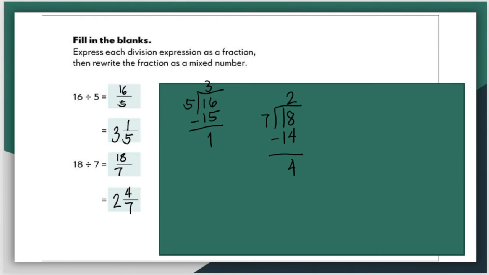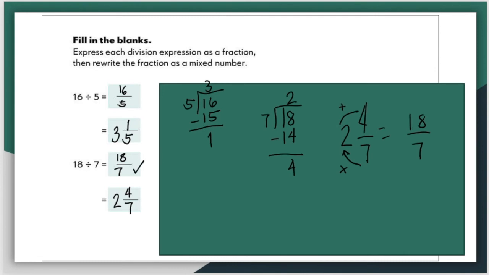How do we know that our answer is correct? Now let's take a look at this answer. 2 wholes with a remainder of 4 over 7. In the last video, we've learned that we can change a mixed number to an improper fraction by doing these steps. First, let's multiply the denominator by the whole number. So 7 times 2 is 14, and then the answer will be added to the numerator. 14 plus 4 is equal to 18 over 7. Now our answer here is the same as this one.